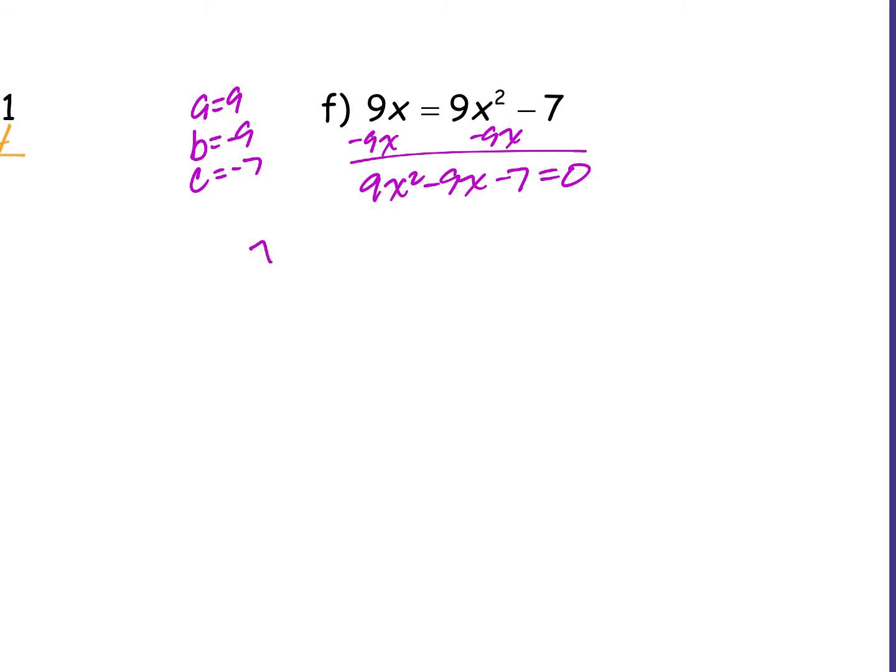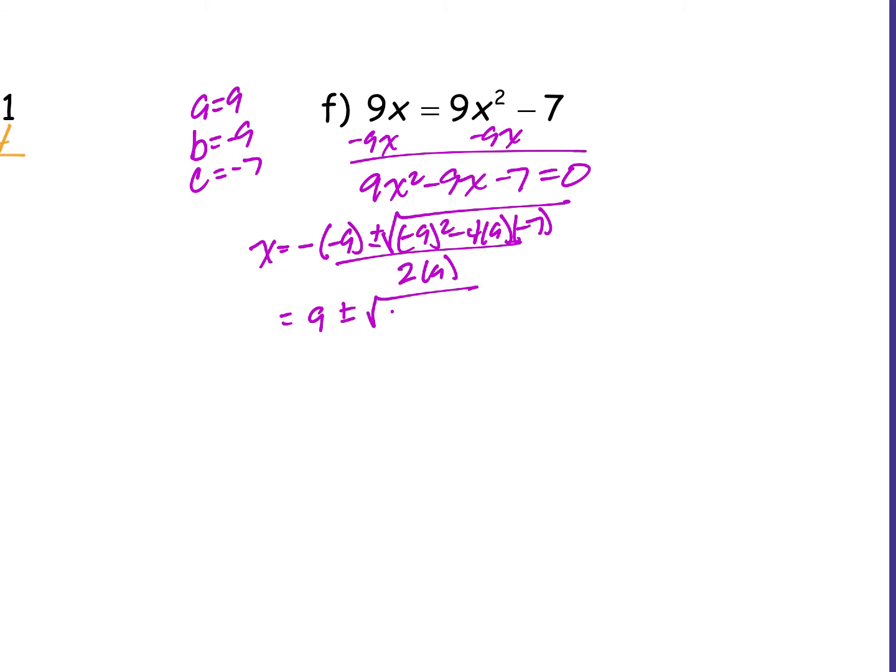So I did x is going to equal minus a negative 9 plus or minus the square root of negative 9 squared minus 4 times 9 times negative 7, all divided by 2 times 9, which should equal 9 plus or minus the square root of 81 plus 252, all divisible by 18, which is going to equal 9 plus or minus the square root of 333, all divisible by 18.